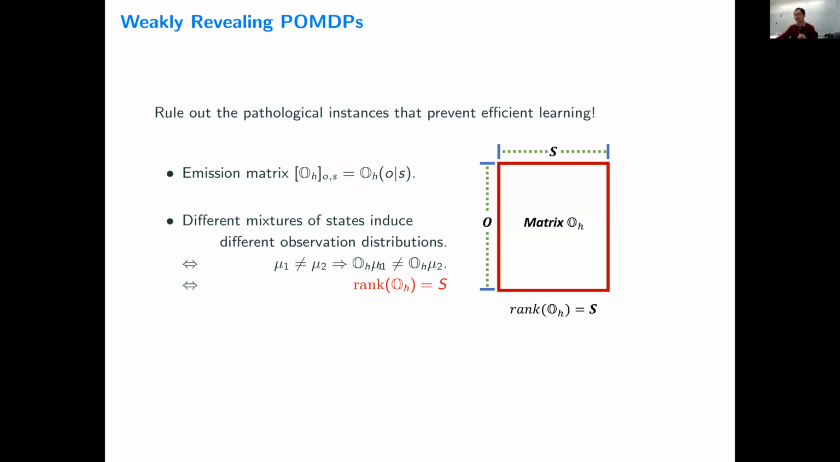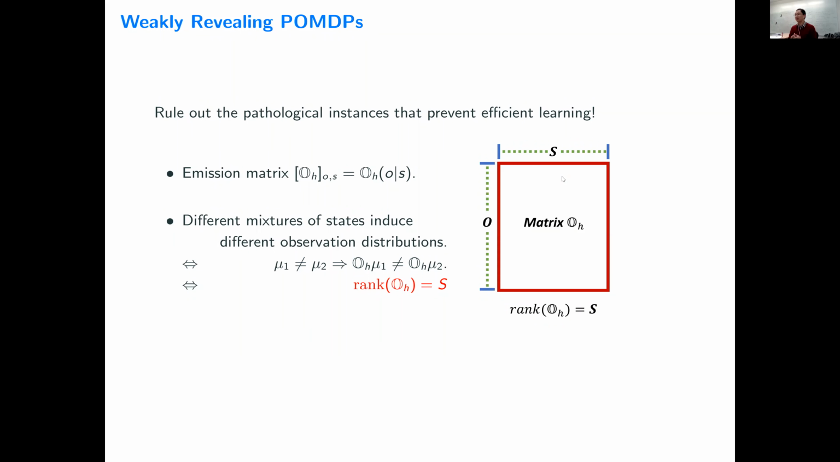Okay, and mathematically you can say this is also equivalent to saying the rank of OH needs to be rank S. It needs to be essentially full column rank. This is what we call observability, or weakly revealing.